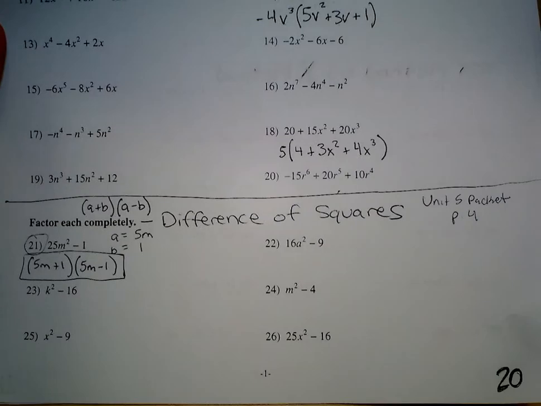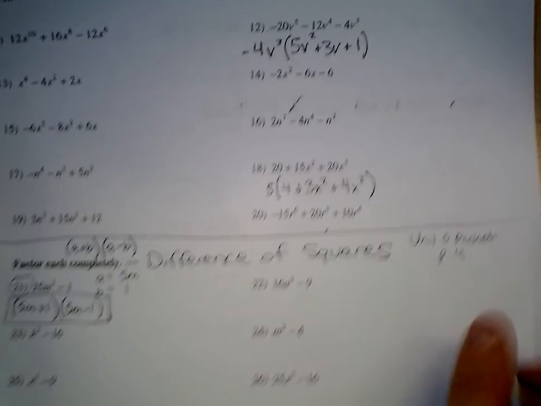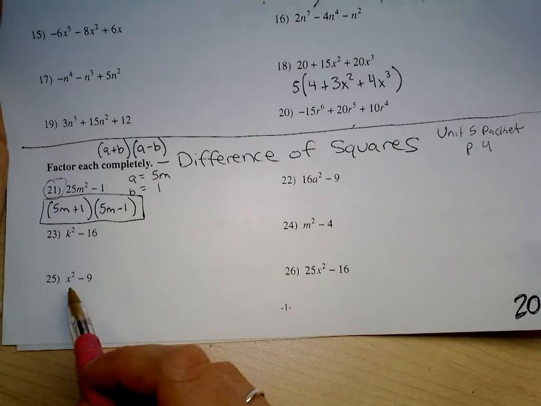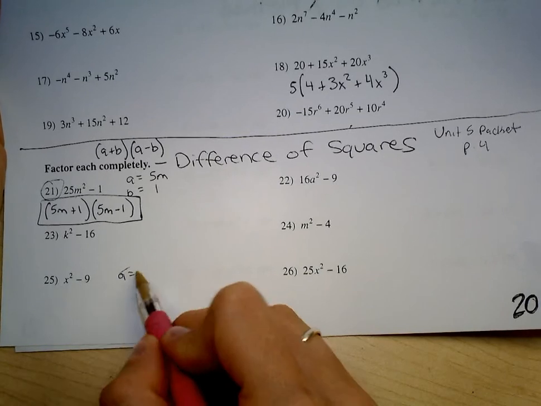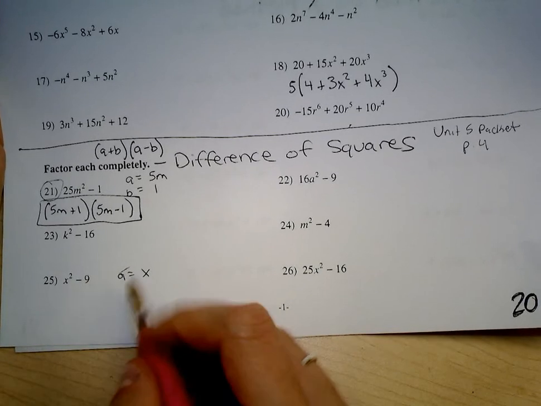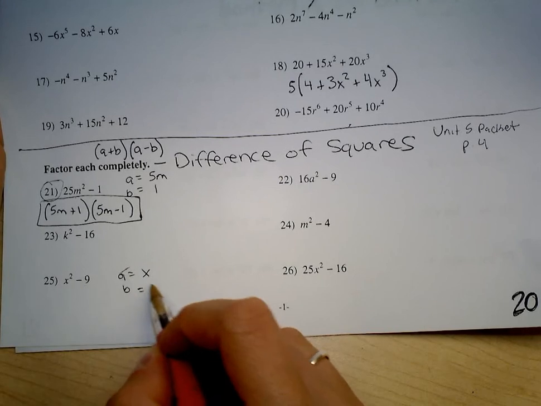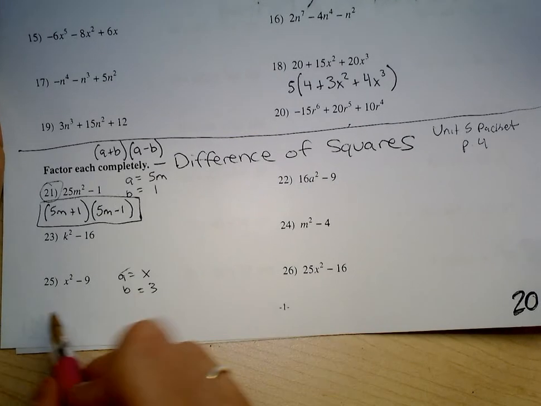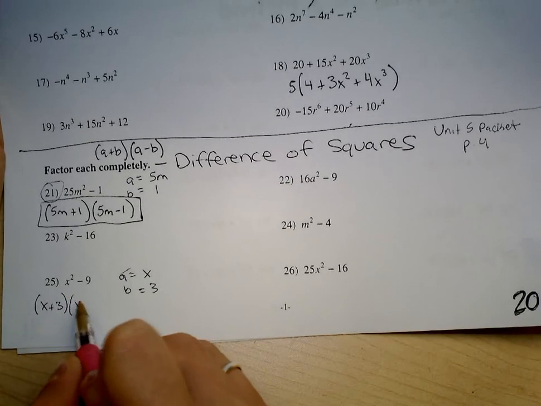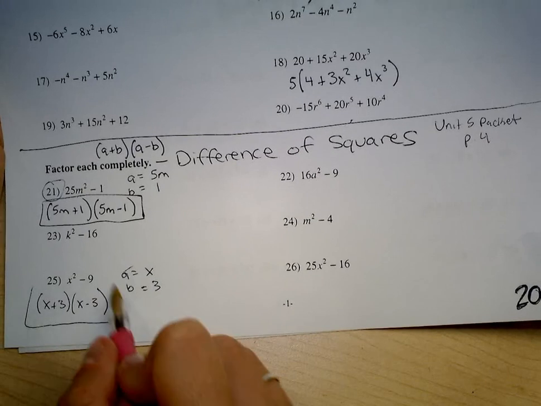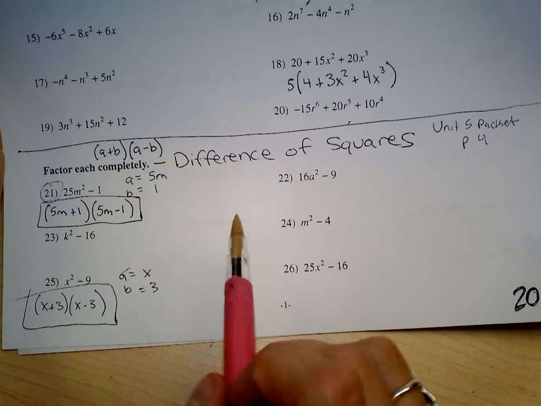Let's do one more. Let's do 25. A is going to equal x when I take the square root of x squared. And b, you just ignore the negative. Always ignore the negative. B is equal to 3. So I'm using this formula. So it's going to be x plus 3, x minus 3. And you guys will be able to get good, and you'll be able to do this in your head. You'll just do the square root and just know what it's going to be. That plus that minus that.